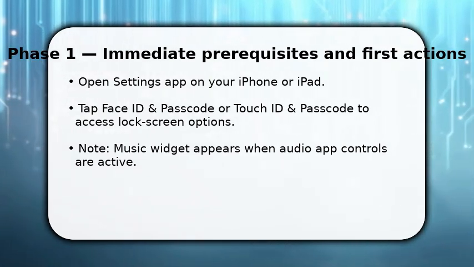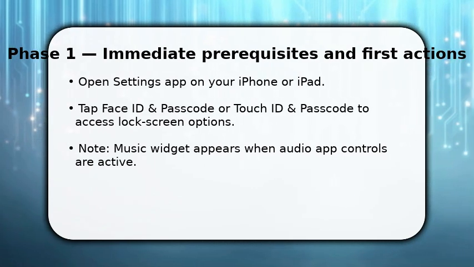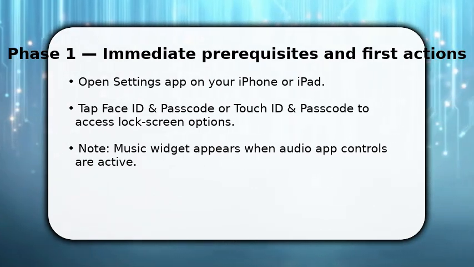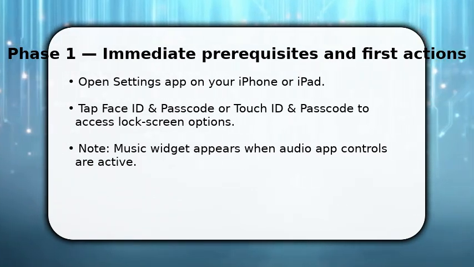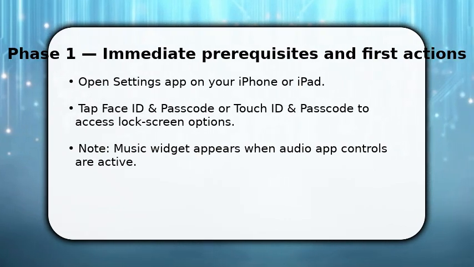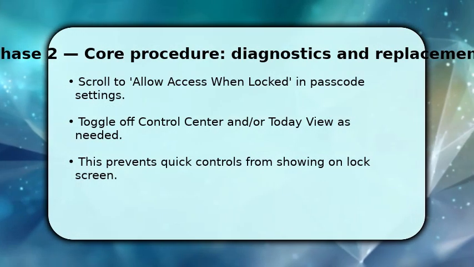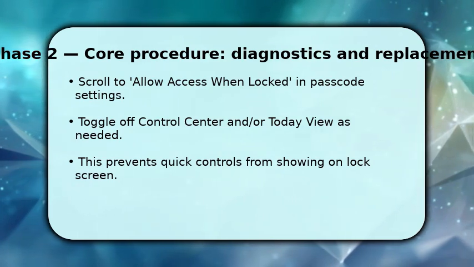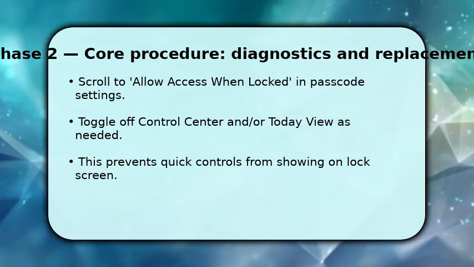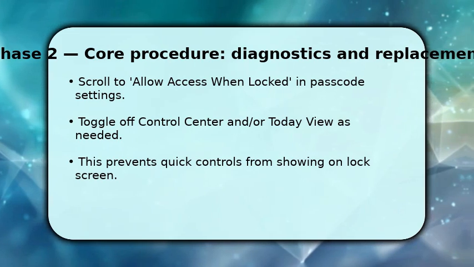Once you're past the passcode screen, you'll see the options that control what appears while your device is locked. Make sure to read the labels. They determine whether media controls show automatically when audio is playing. Once done with passcode options, scroll to allow access when locked and focus on Control Center and Today View toggles.